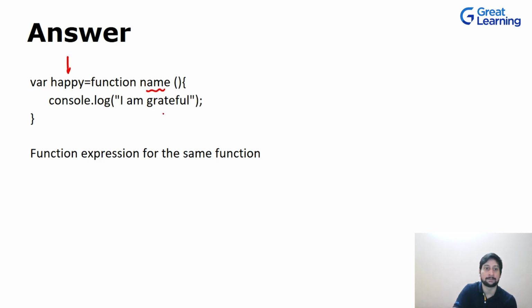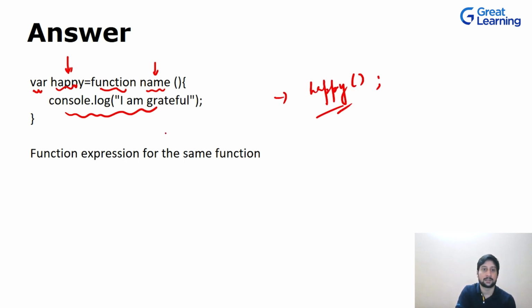This is optional, okay? And now what we are doing, we are assigning it to a variable that is happy, right? And you see with the help of the var keyword and the name of the function, then this name is optional, and then we are printing the same message, that is I am grateful, and this is the function expression for the same function. And now when we want to call it, you just name happy. That's it. You cannot call it with the help of this name because this is optional, and you cannot call it. It will say that this has not been defined.